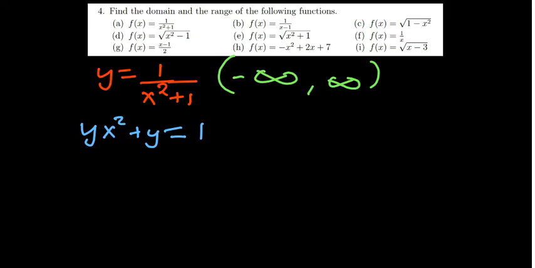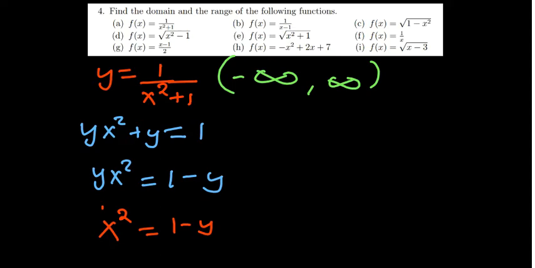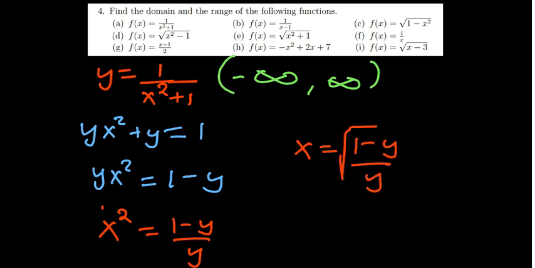I can get the part having y to the other side, so that we have 1 minus y, and then divide both sides by y. So that we have x squared being equal to 1 minus y divided by y. So finally x becomes the square root of 1 minus y over y, of course plus or minus.